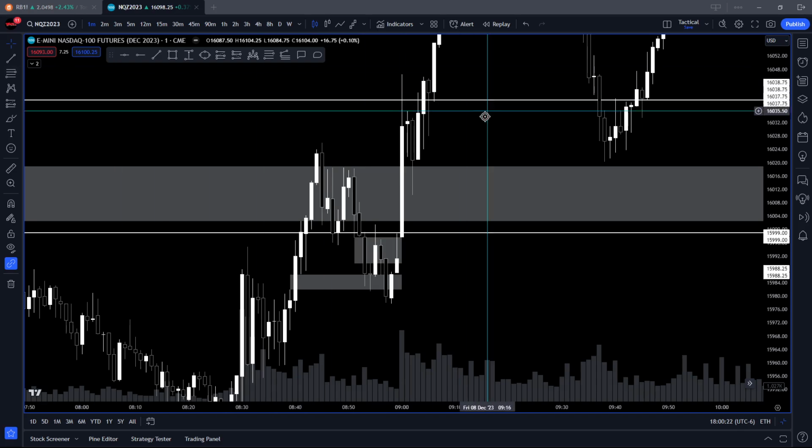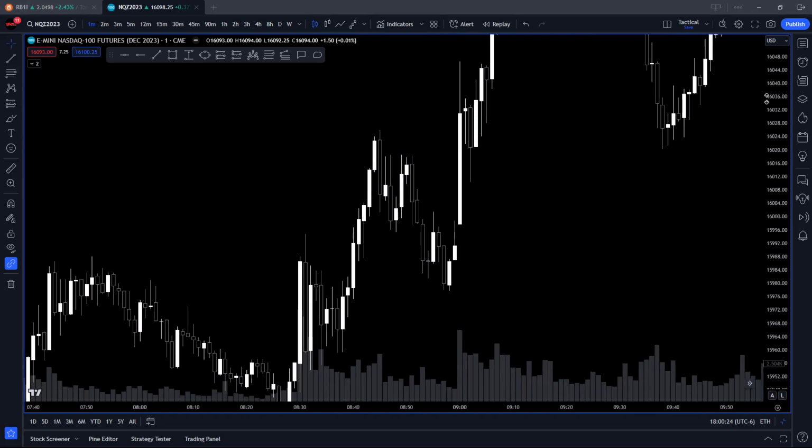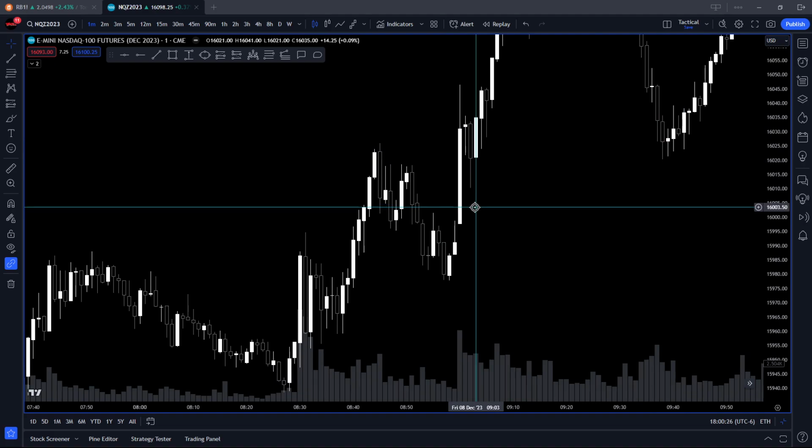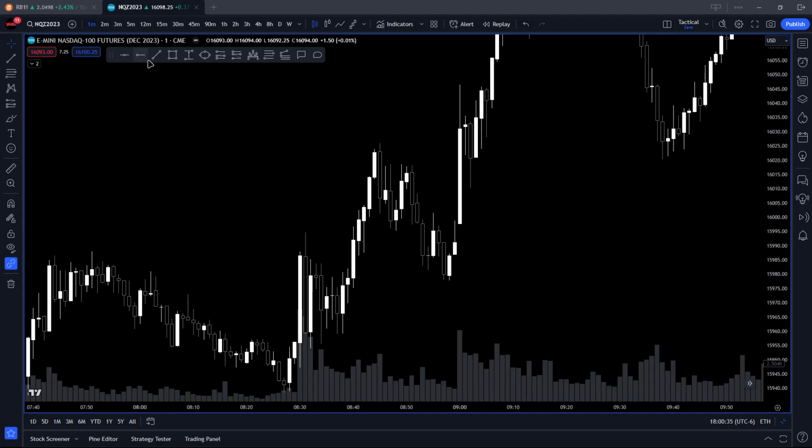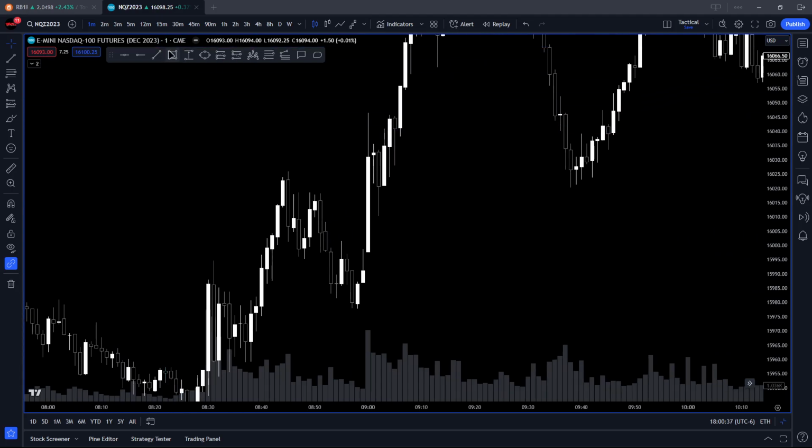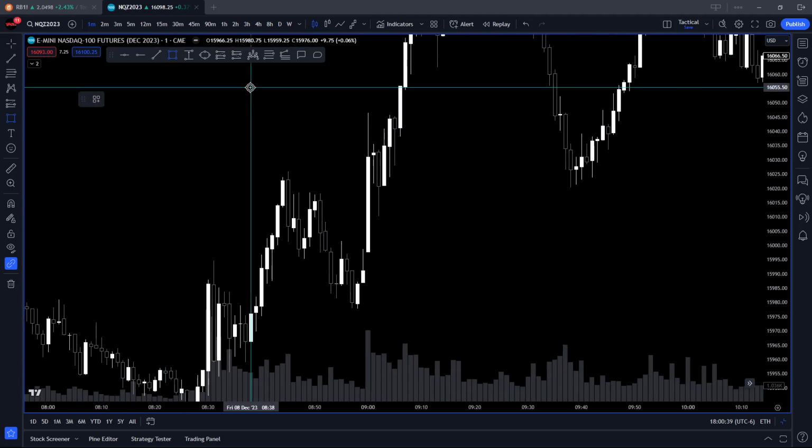So let me clear the chart here and go over kind of what I like to do. So first thing is also I haven't tested the machine learning. I'm going to be doing that soon. So I'll make another video on machine learning. But okay, so what I like to do is play regression in fair value gaps.